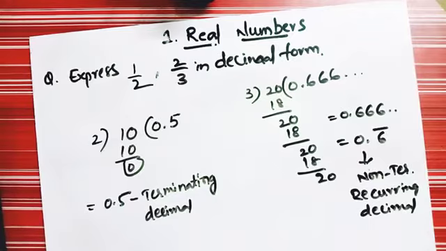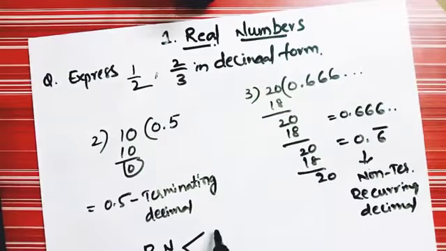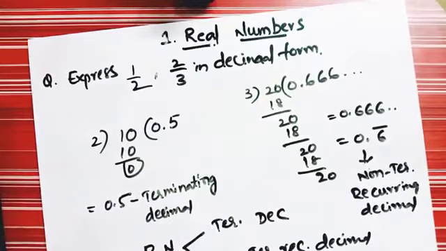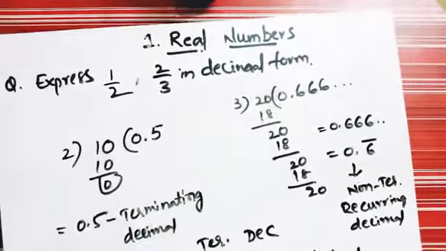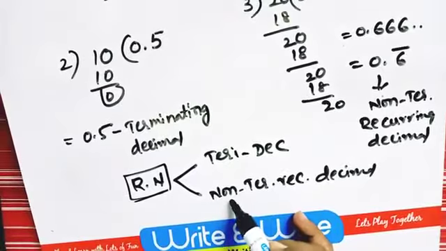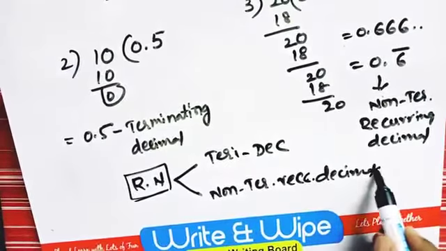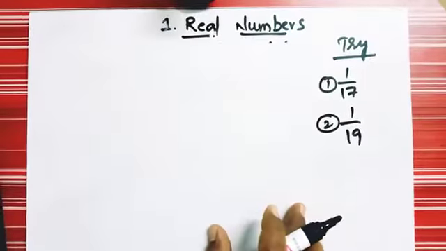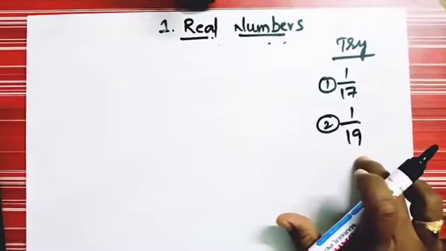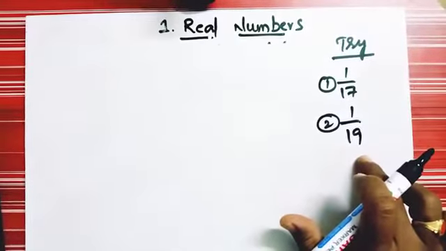So by these examples we can understand that every rational number can be expressed as a terminating decimal or a non-terminating recurring decimal. And you try these two problems, that is 1 by 17 and 1 by 19. Express these given rational numbers in decimal form.